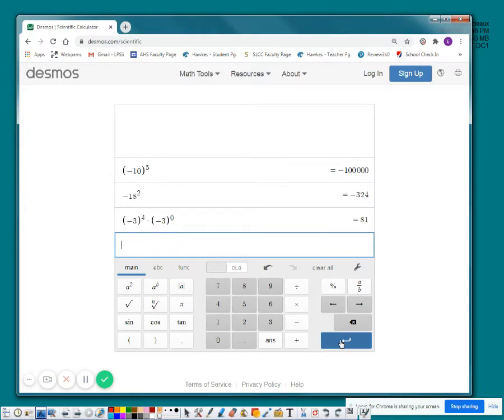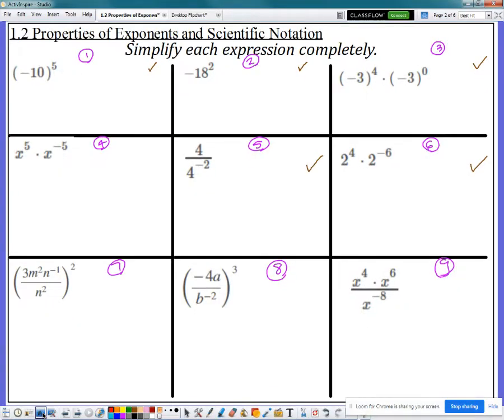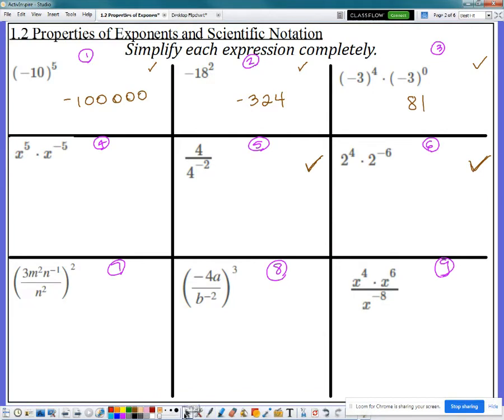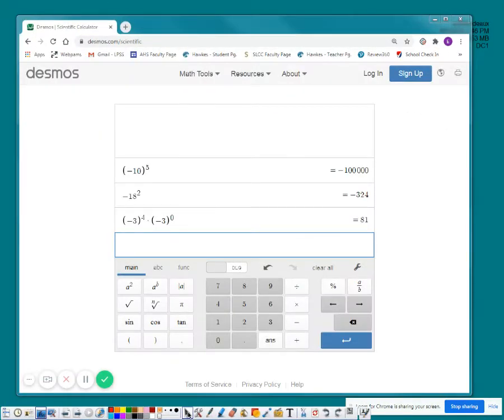1, 2, and 3. If you need to, pause this screen. All right, so for number 1, we had negative 100,000, negative 324, and we also had 81. And now I'm going to move on to numbers 5 and 6. And once again, go straight to your calculator. You can do this because it is all numbers. Whoops. I'm sorry, guys. Let me do it this way so I can still have access to my tools.